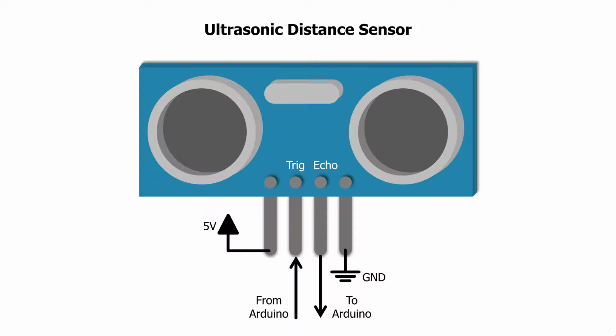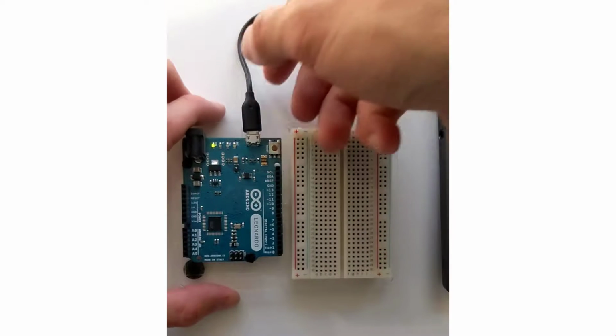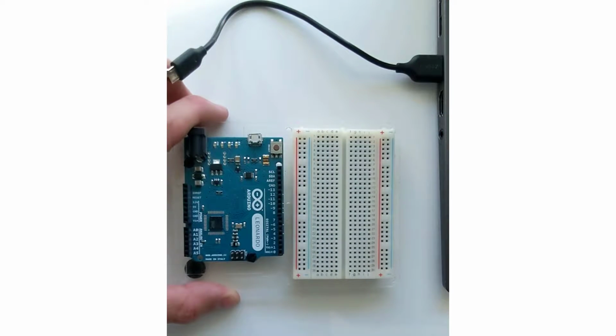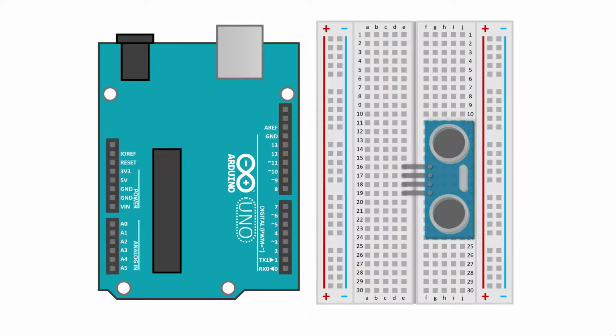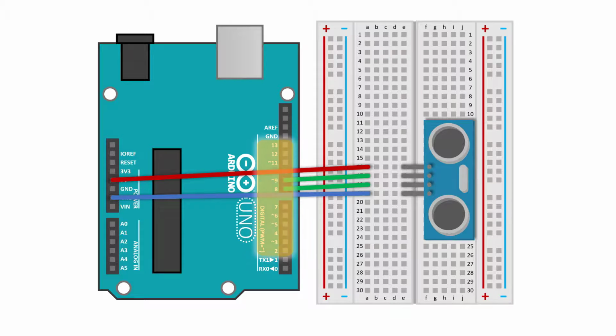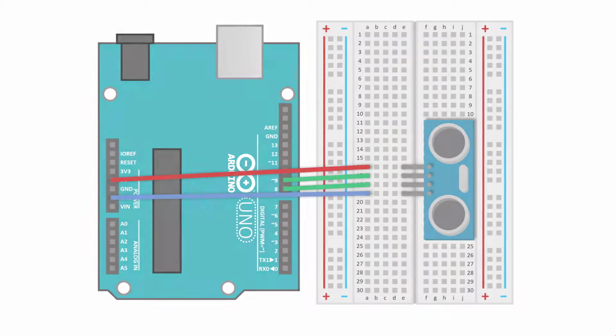Let us build a circuit that senses the distance of an object and sends the result to your computer using the serial bus. Remember to disconnect your Arduino to avoid damaging any components. Take your distance sensor and place it on the breadboard as shown. Then connect the power pin to 5 volts and the ground pin to 0 volts. Finally, connect the trigger and echo pins to any 2 of the Arduino's digital ports. I will use port 9 for the trigger and port 8 for the echo, but you may use any of these ports.